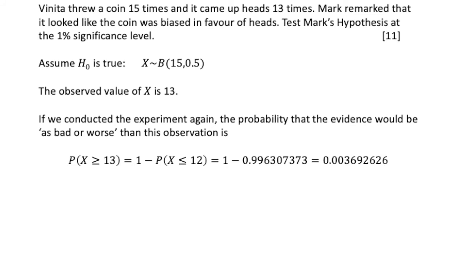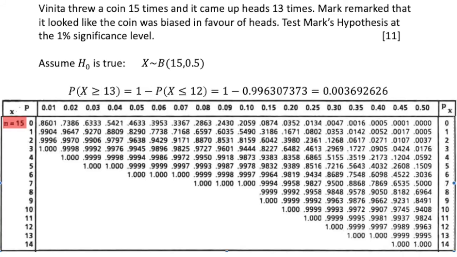In fact, it's a set of several tables. And you need to page through to find the table where the left-hand column is labelled n equals 15, because that's the binomial table corresponding to the value n equals 15. Remember, we're tossing a coin 15 times. And then the different columns in this table give different proportion parameters for the binomial distribution. That's the p, or the theta, if you like.